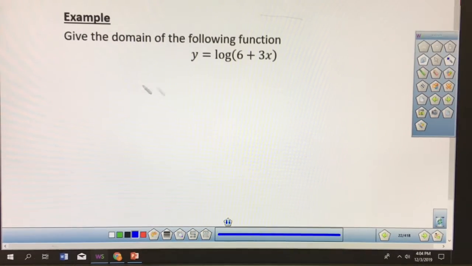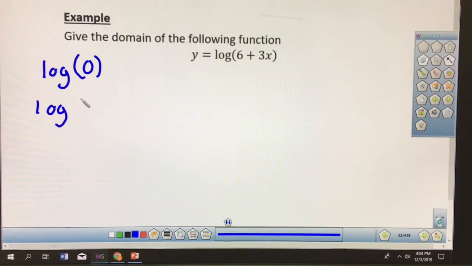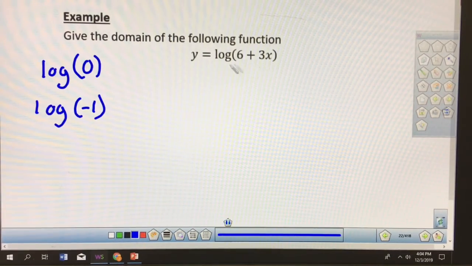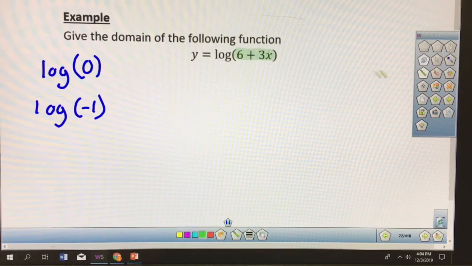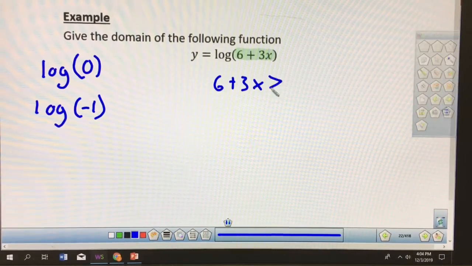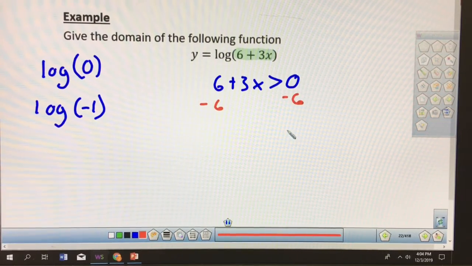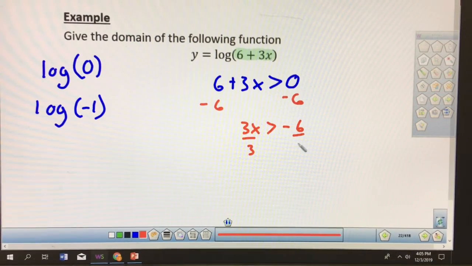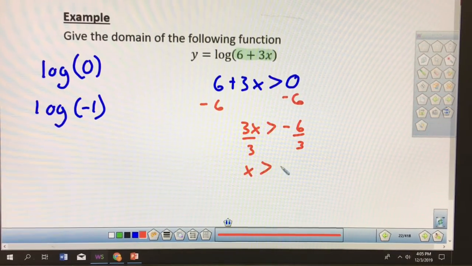Alright, domain of a logarithm. You're not allowed to take the log of 0. You're not allowed to take the log of a negative number. So all you do is come over here, and whatever's inside of the parentheses has to be greater than 0. So you're going to rewrite it as 6 plus 3x is greater than 0. And then start solving it. Minus 6 from both sides. So that's going to give me 3x is greater than negative 6. Divide both sides by 3. So that's going to give me x is greater than negative 2.